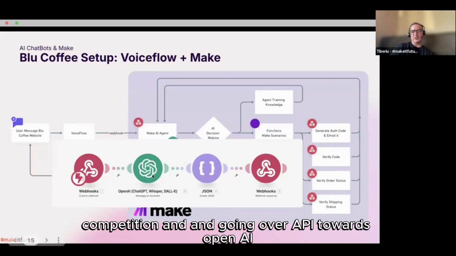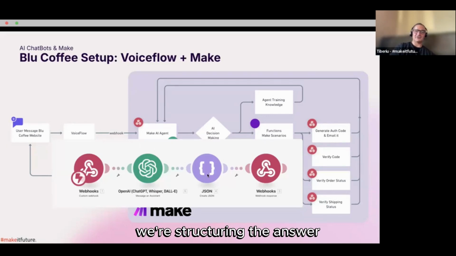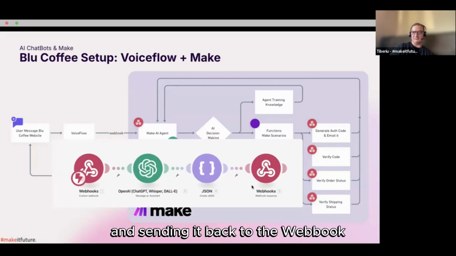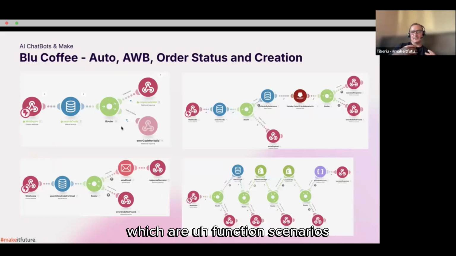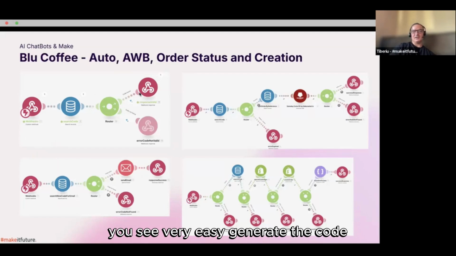The next step will be the scenario itself that gets the data with the OpenAI module that's doing the computation and going over API towards OpenAI. And we're getting an answer, we're structuring the answer and sending it back to the webhook. And then we have the additional scenarios, which are function scenarios. You see, very easy. Generate a code, put that in the database, reply it back.